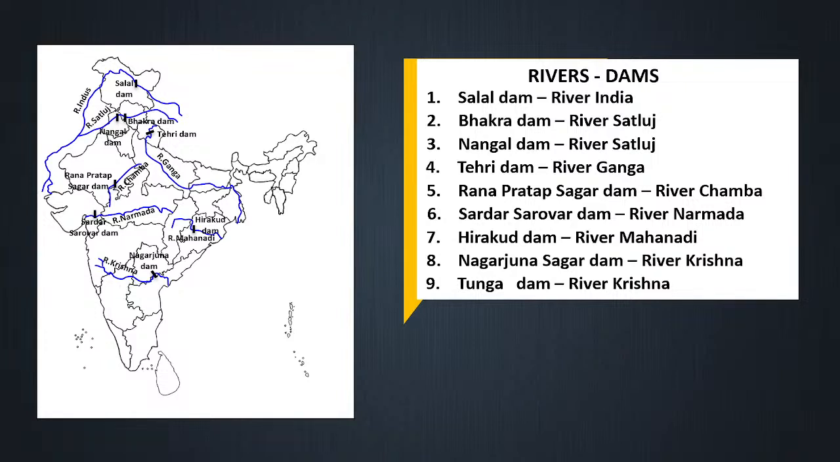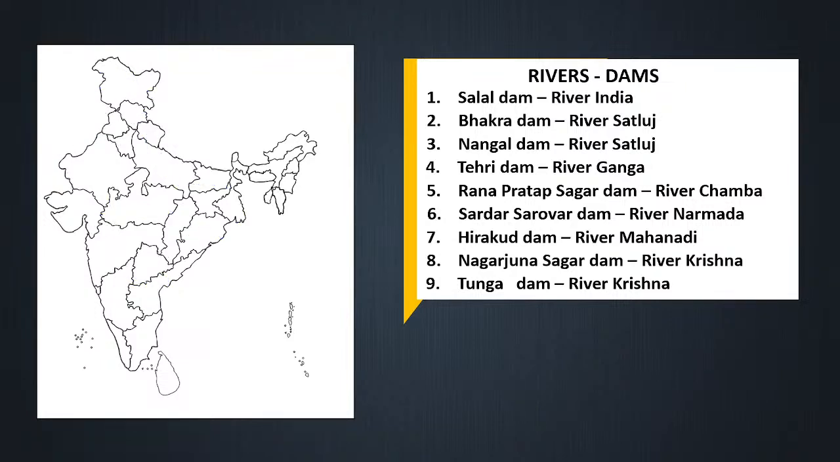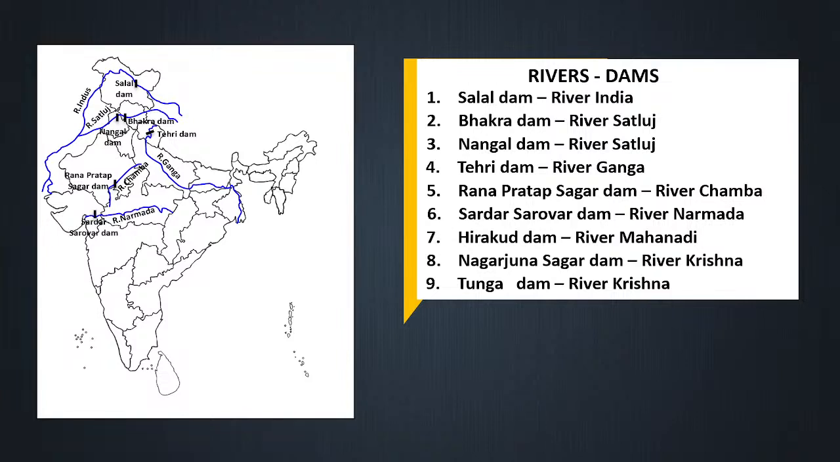Located in your maps? Okay, we'll start from first. Look at this. Tell me, what is the first dam here? Salal Dam. Which river? Second. On which river? Next. Tehri Dam. On which river? Next. Rana Pratap Sagar Dam. Where? Next. Sardar Sarovar. Narmada. Next. Mahanadi. Hirakud. Next. Krishna. Nagarjuna Sagar. Right? Or you can say Nagarjuna. And Tungabhadra, you have Tungabhadra Dam.